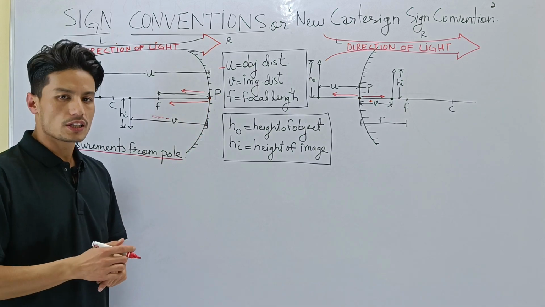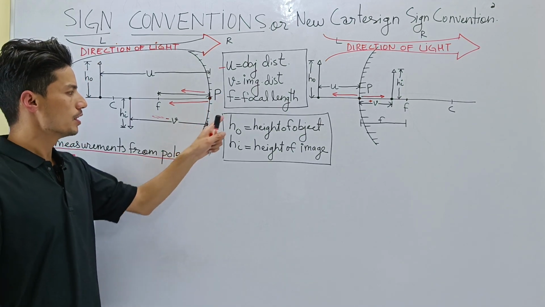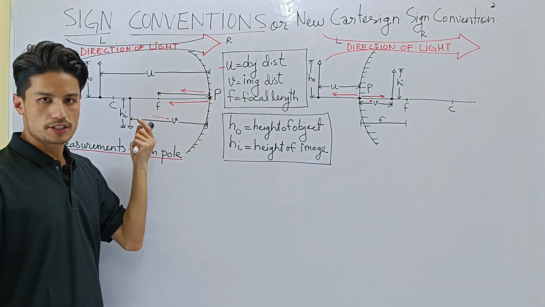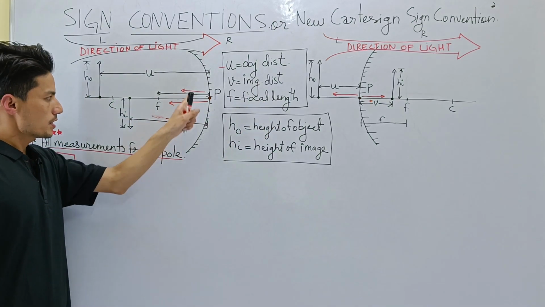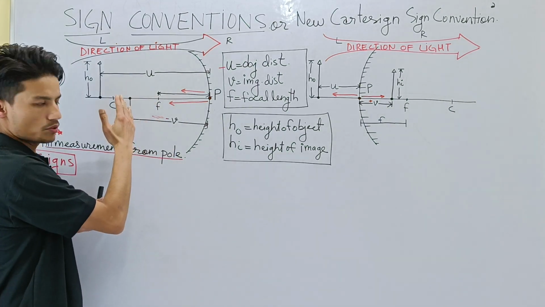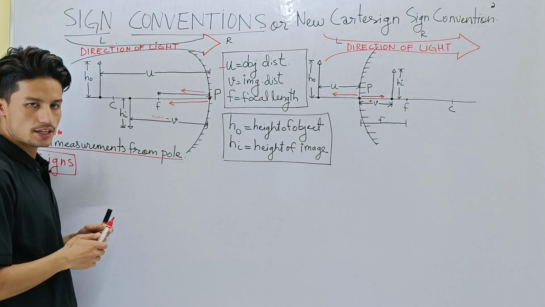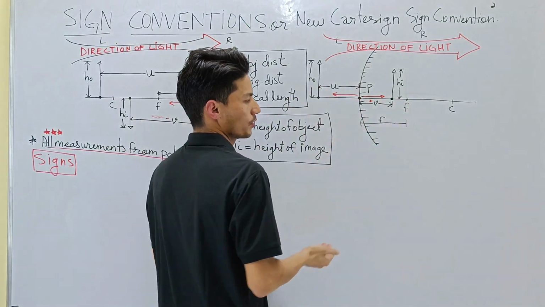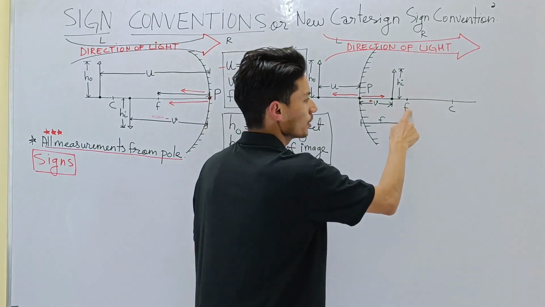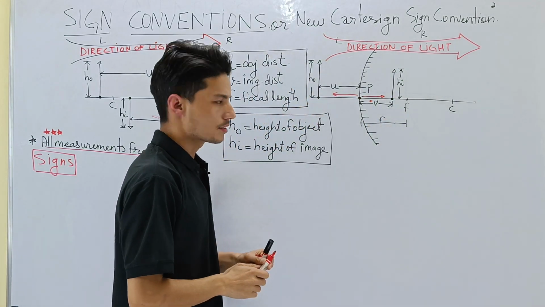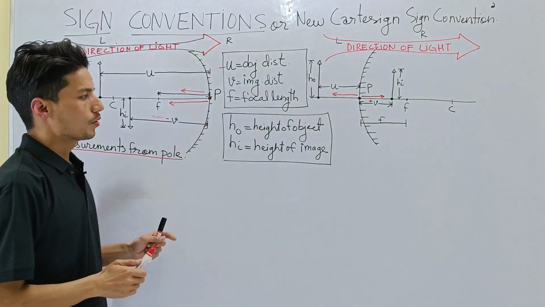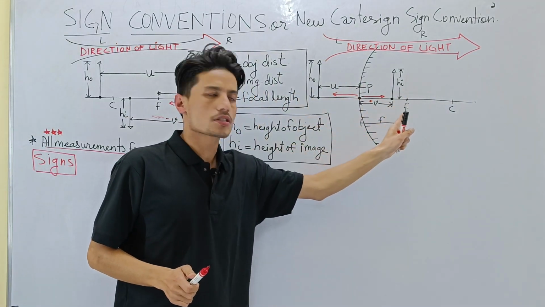So what about focal length? Now remember, focal length will always be considered for the image side. Look at this diagram. The image is formed on the left hand side, so we will be considering the focus on the left hand side. Here, the image is formed on the right hand side, so we will be considering the focus on the right hand side. So you will always consider the focus on the side where the image is formed.